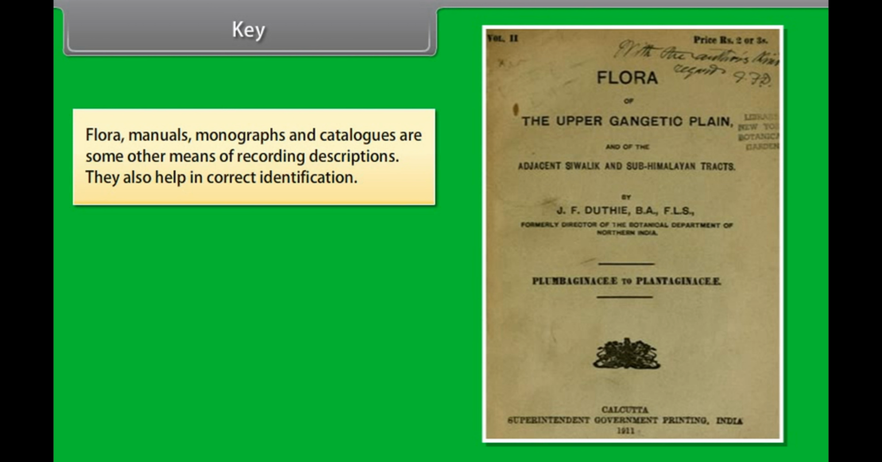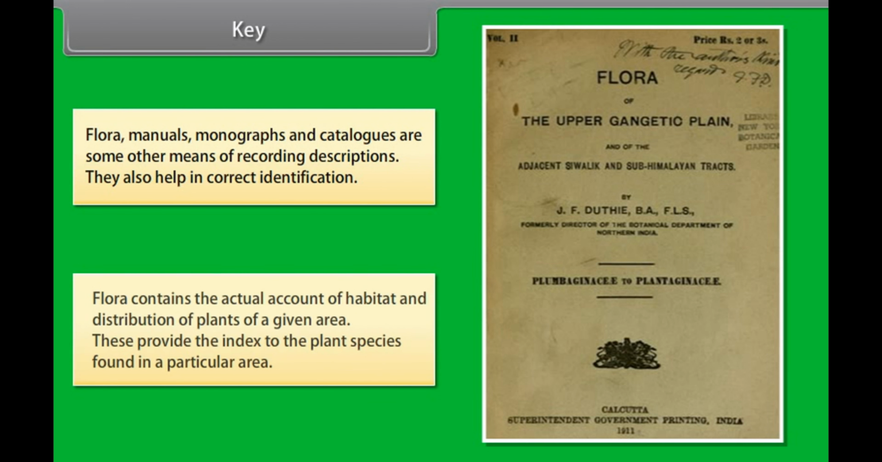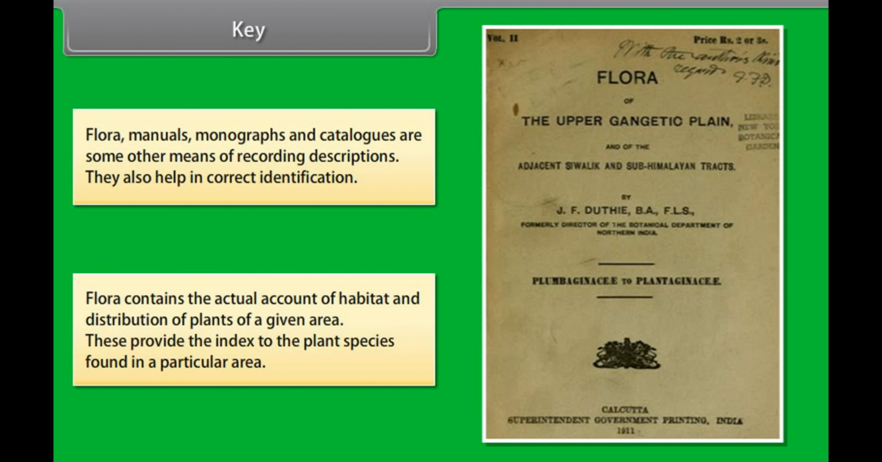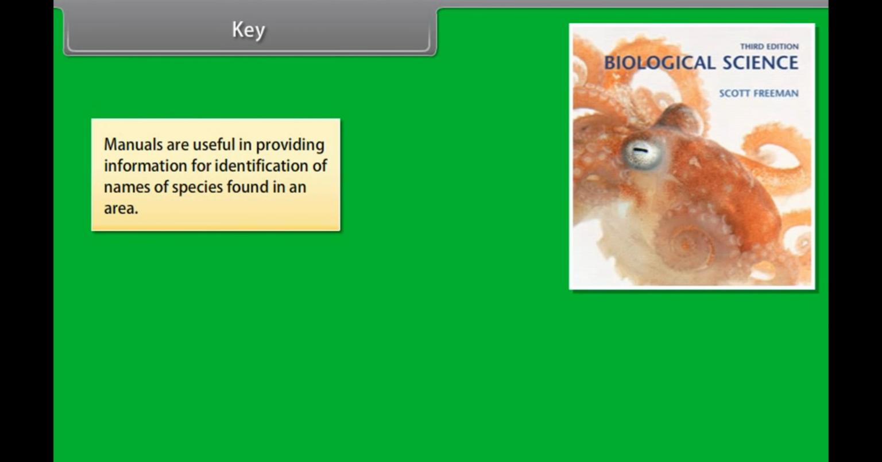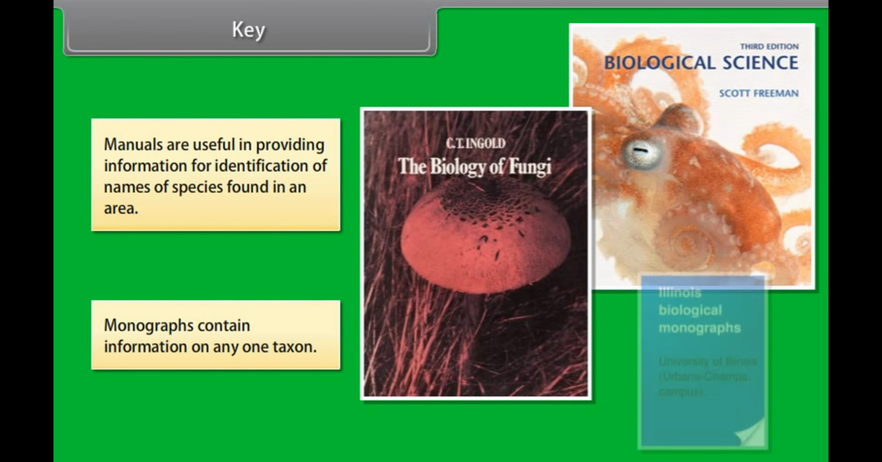Floras, manuals, monographs and catalogs are some other means of recording descriptions. They also help in correct identification. Flora contains the actual account of habitat and distribution of plants of a given area. These provide the index to the plant species found in a particular area. Manuals are useful in providing information for identification of names of species found in an area. Monographs contain information on any one taxon.